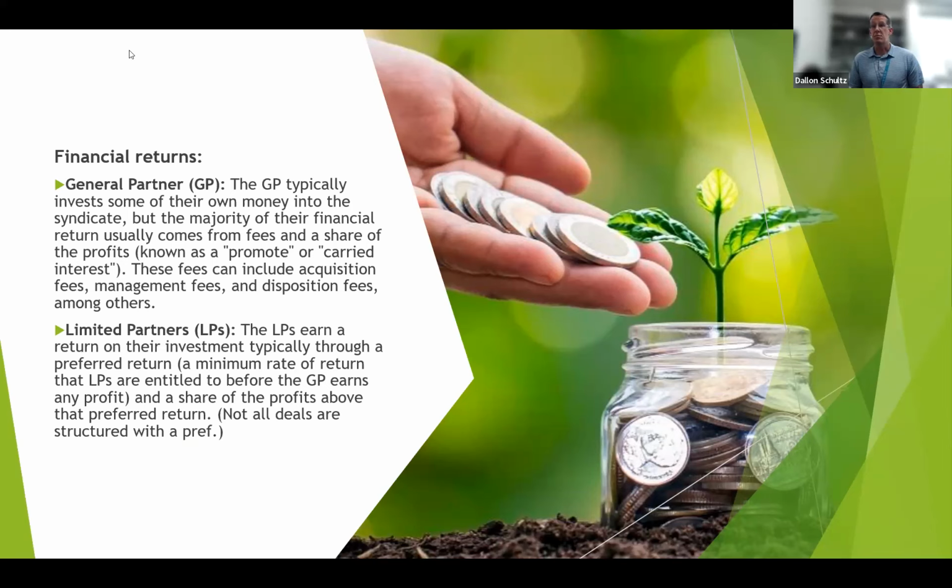So fees are important, and if you're coming in as a limited partner, you have to recognize that they're operating a business, and it's important that they collect these fees in order to be sustainable as a business. From a limited partner perspective, most of their financial returns will come from the preferred return and profit splits at the end, right?